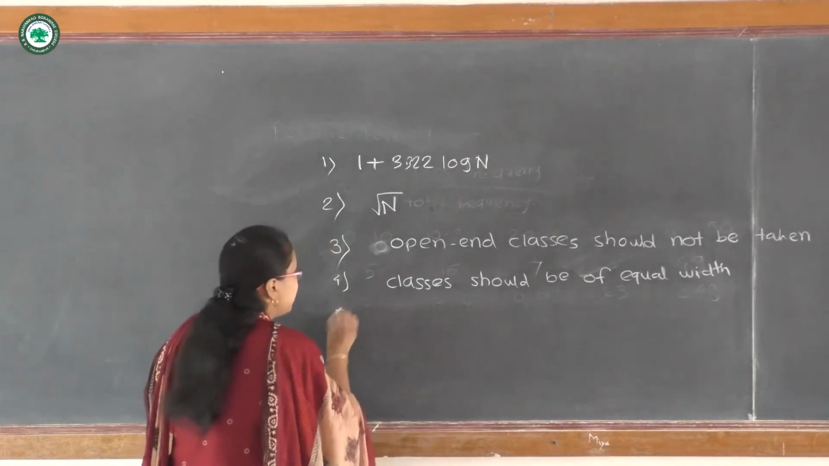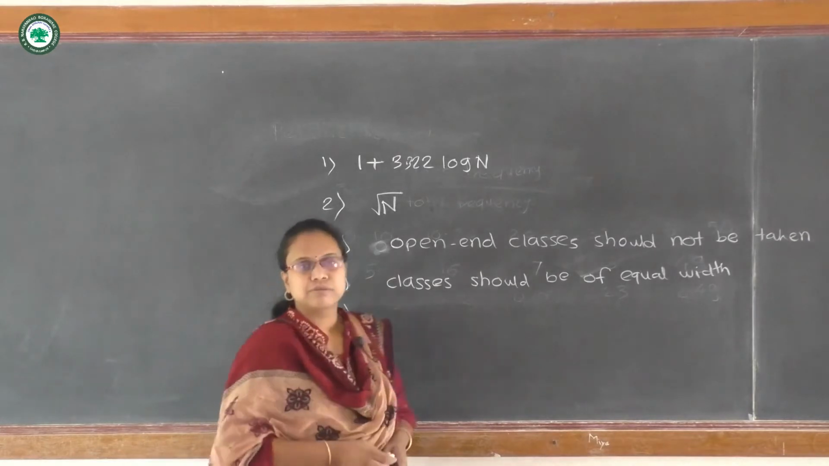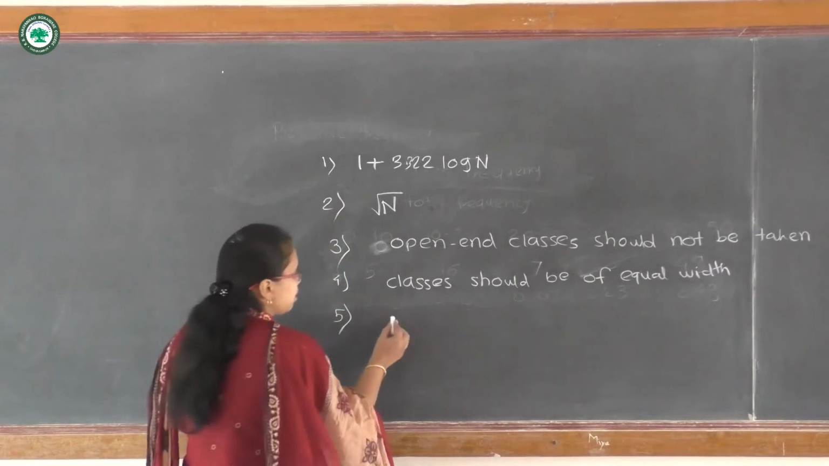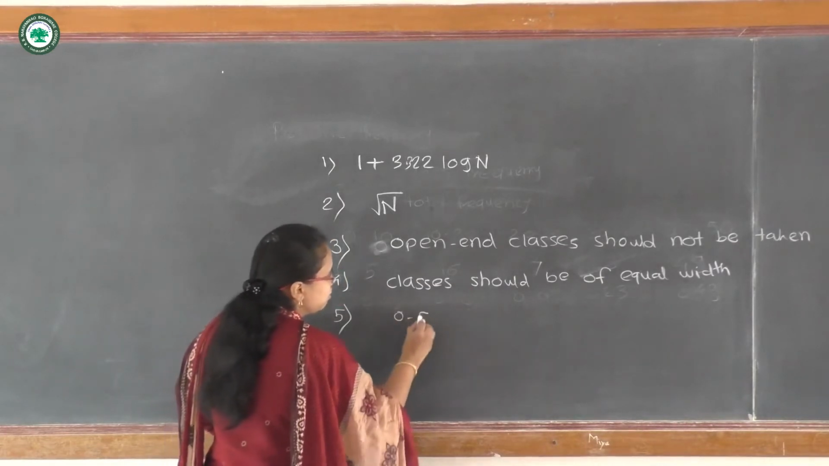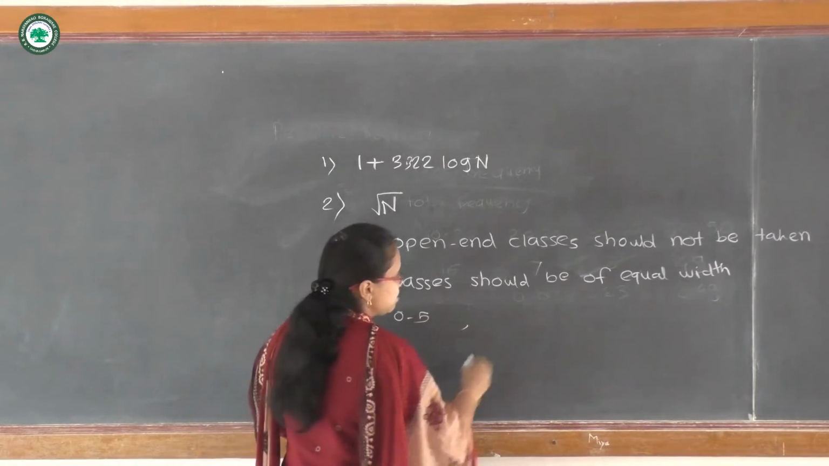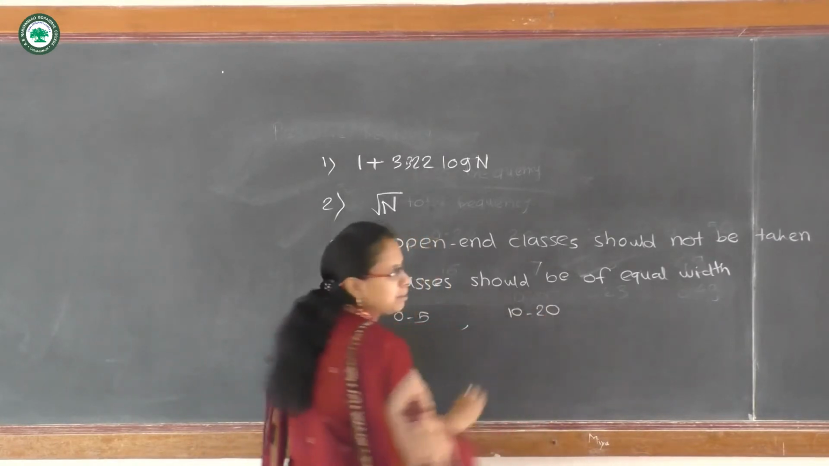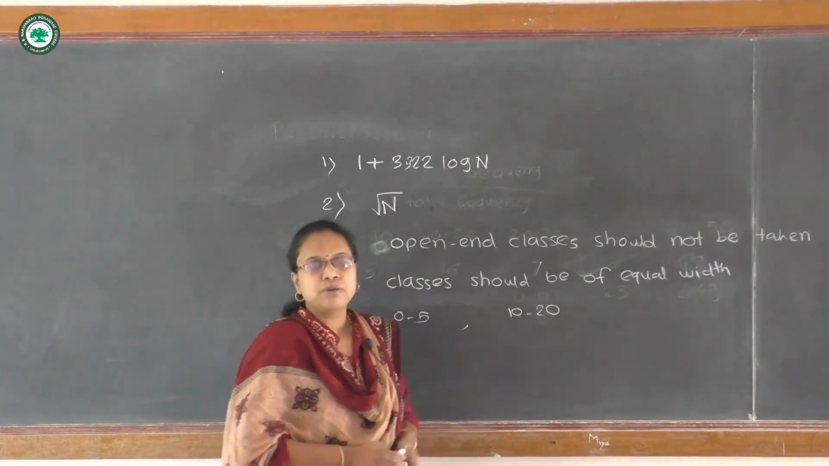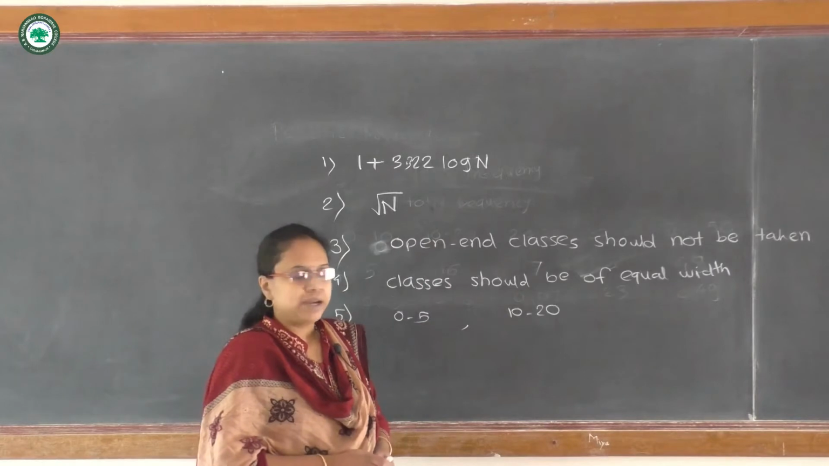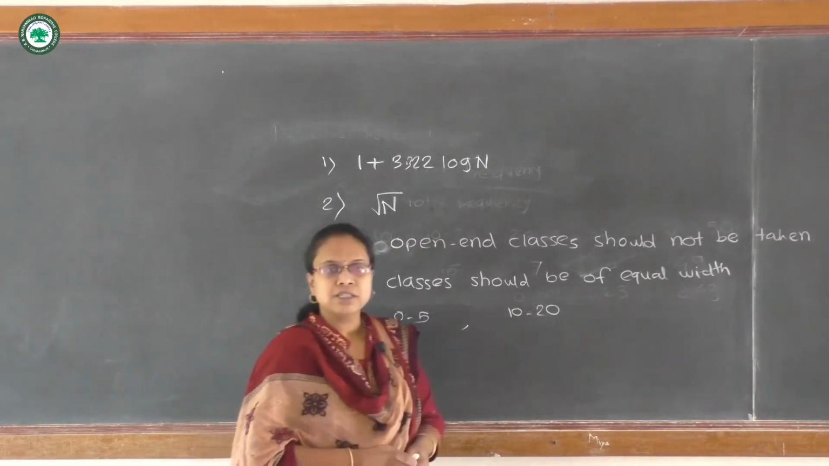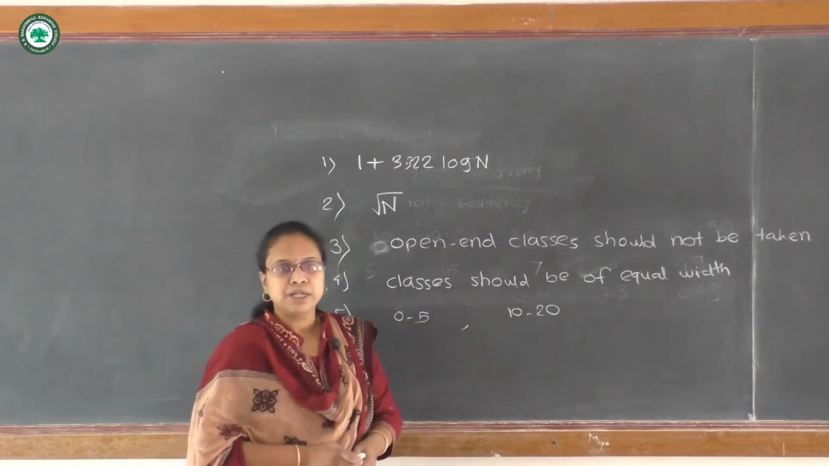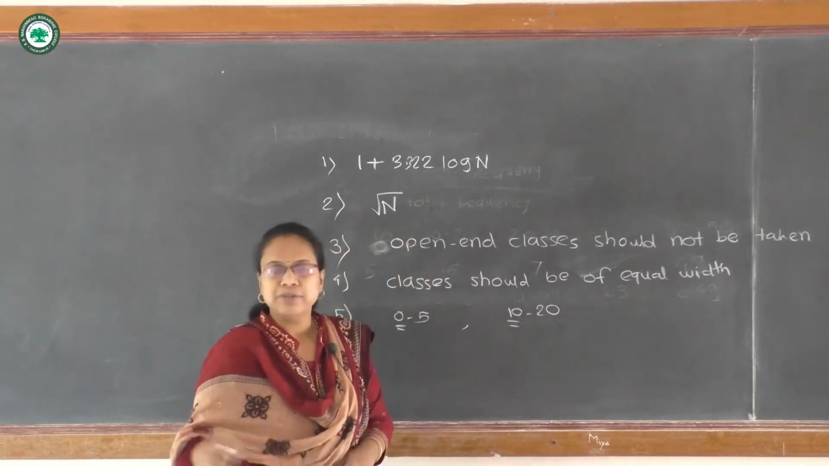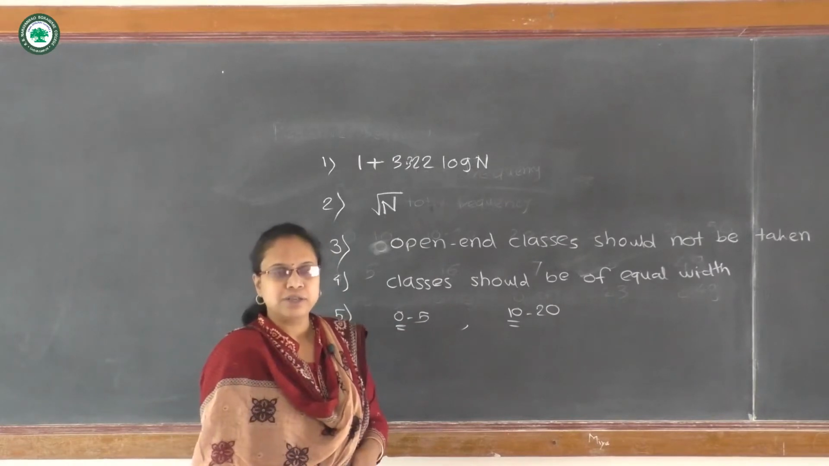So the next guideline to choose the number of classes is that the class width should be a multiple of 5, means 0 to 5, or the classes may be 10 to 20. So these are preferably taken classes. For simplicity, the class width should be a multiple of 5. And finally, the lower limit of the class is preferably taken as a multiple of 5, then it will be easy for further calculations and further analysis.